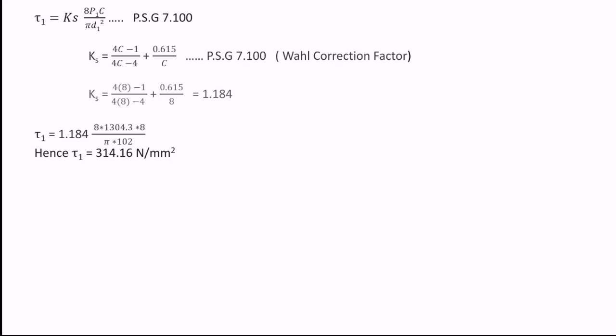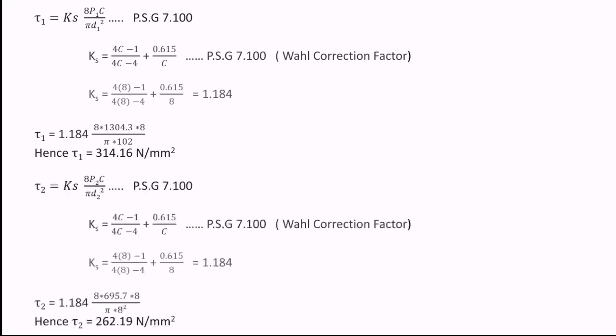per mm square. Similarly, just replacing the values of spring 1 with spring 2 and using the same equation, I will get the value of stress in spring 2. So on solving, I will get the value of tau 2 as 262.19 Newton per mm square.